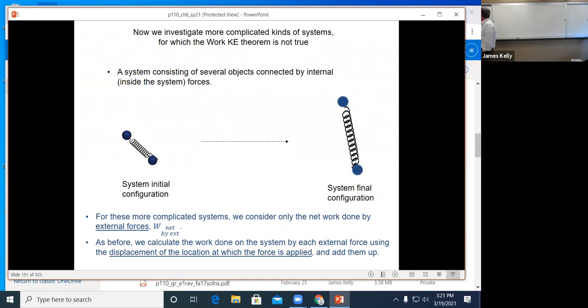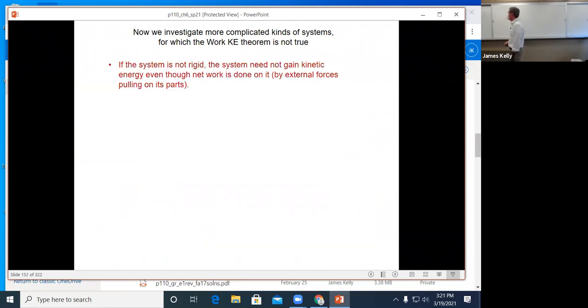And of course, there are multiple parts of this. This mass might be moved over to here, and this mass might be displaced over there. We're going to add up the work done on all the bits of the system, in the sense that I was just talking about for a system consisting of multiple parts.